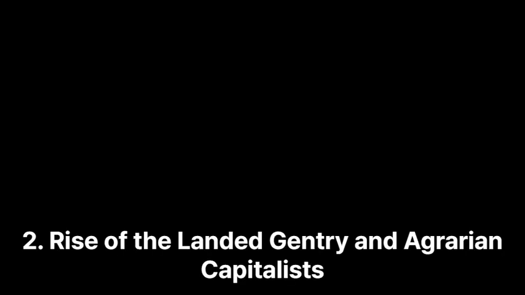2. Rise of the landed gentry and agrarian capitalists. Enclosure concentrated land in the hands of fewer, wealthier individuals, creating a class of large-scale commercial farmers. These landowners wielded significant economic and political power, reinforcing class divisions in rural society.